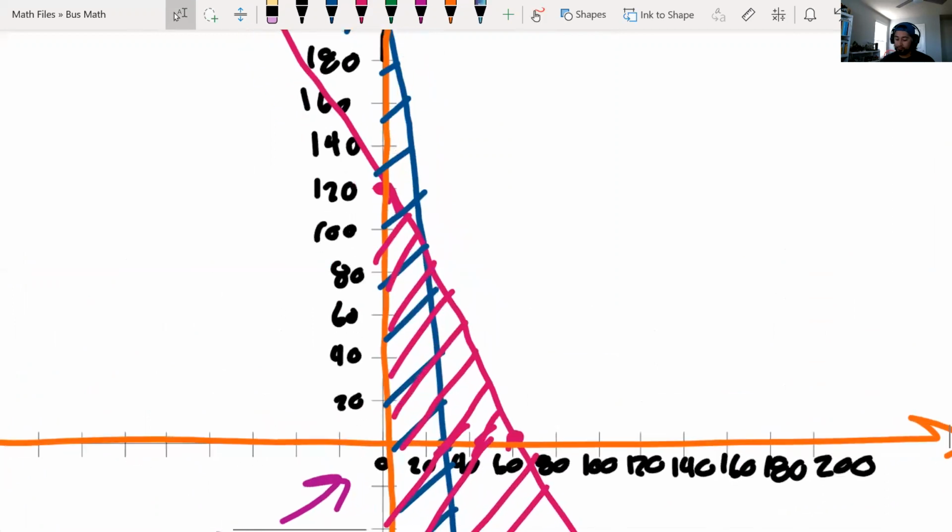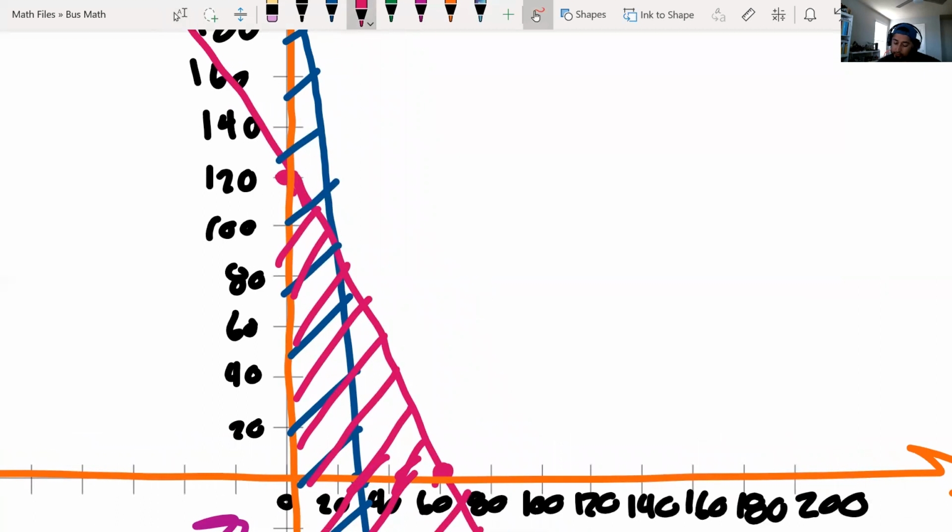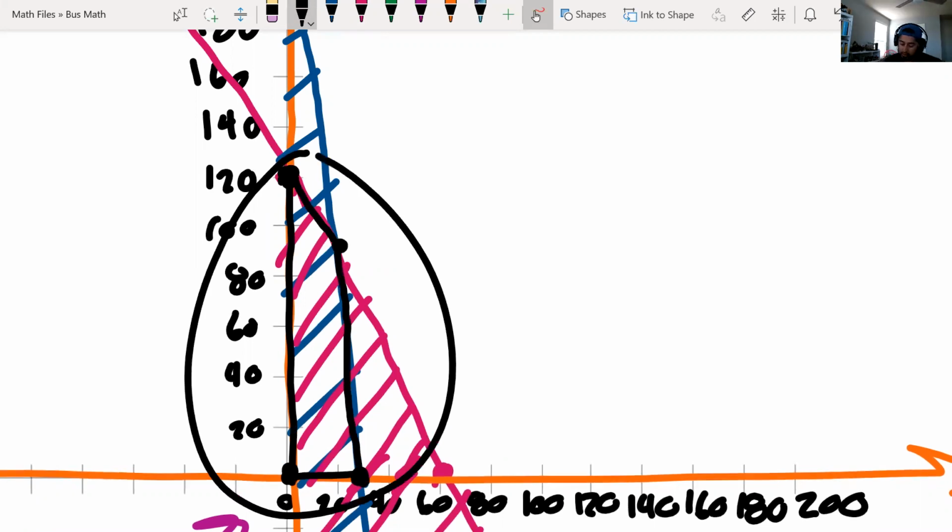So once again, we look at our graph, only the first quadrant, and we look for the feasible region where our shadings intersect. And where they start to intersect looks like about this point, 0, 0, this point, and right here where they intersect. So this is our feasible region, which can be enclosed.